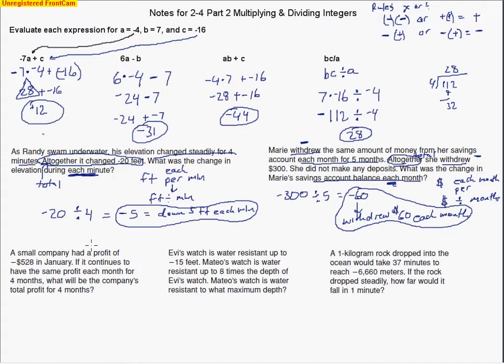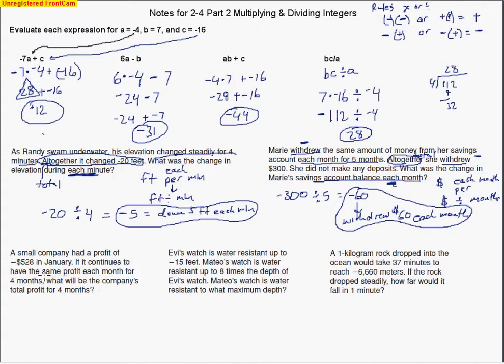A small company had a profit of -528. It's kind of funny saying the word profit and then seeing the minus sign, but basically what that means is they didn't make this. They were negative amount of money. They're in the red, and so they owe money, actually. And so if this continues, the same profit each month for 4 months, what will the company's total profit from that amount for that 4 months be?